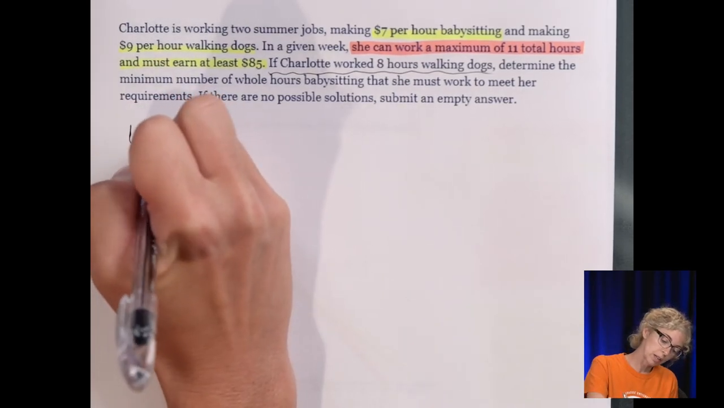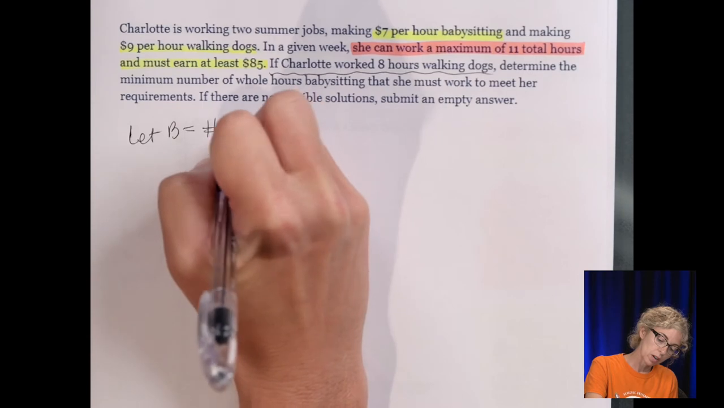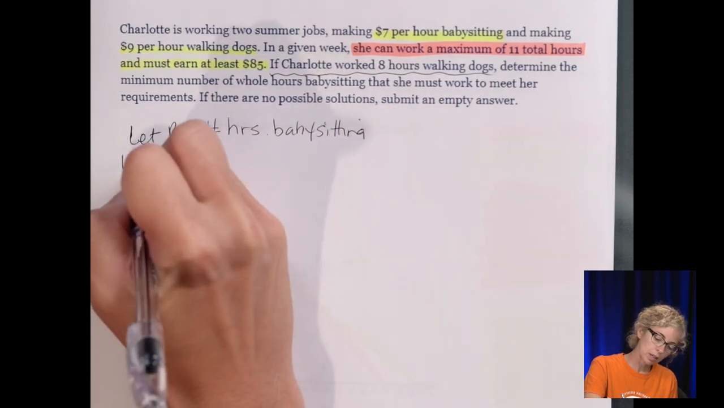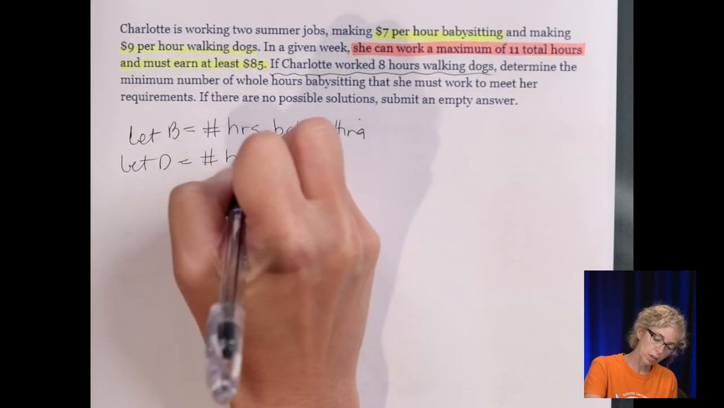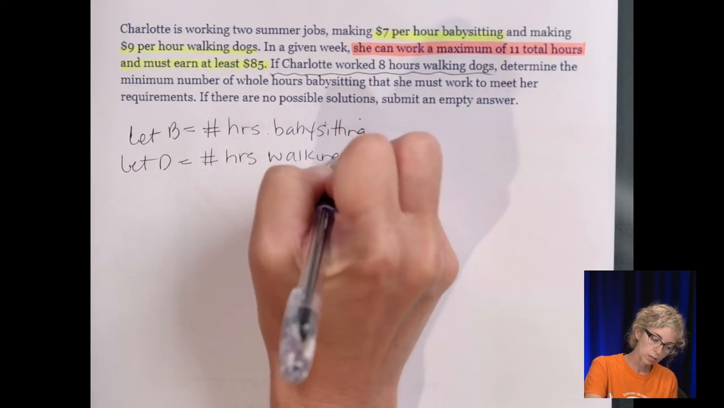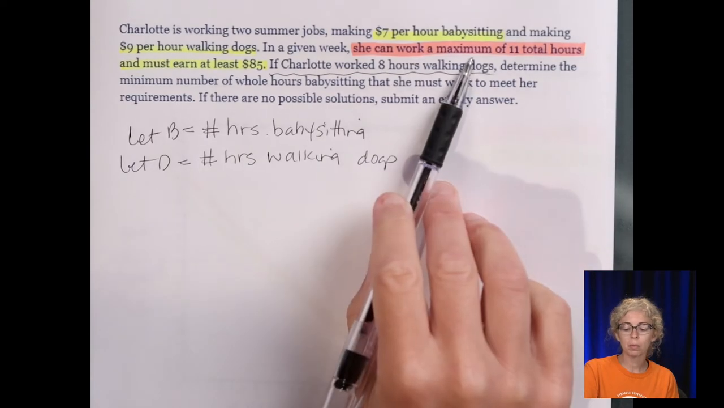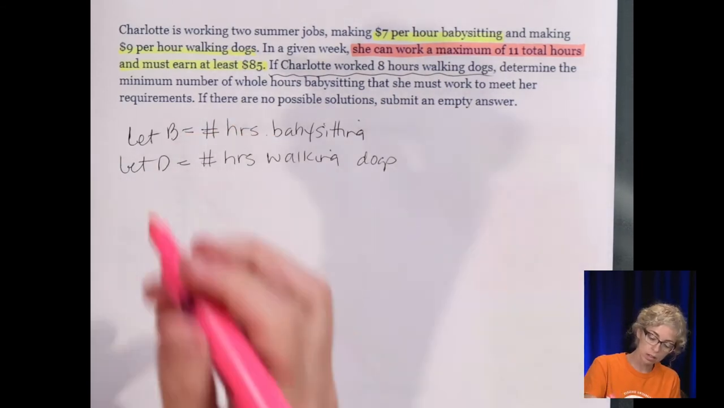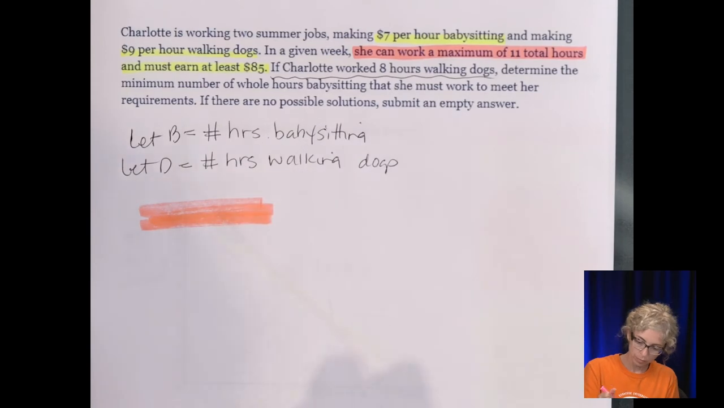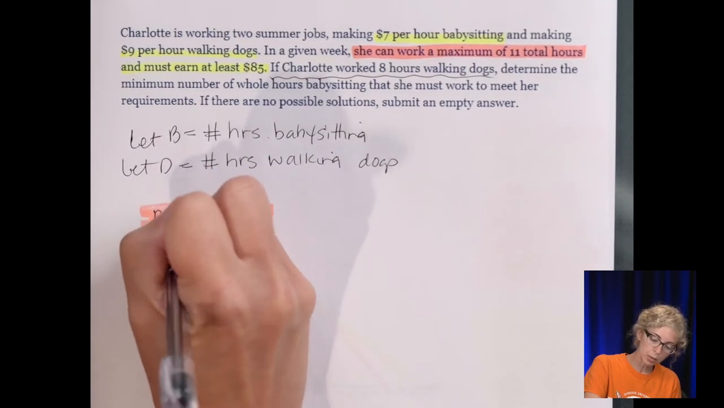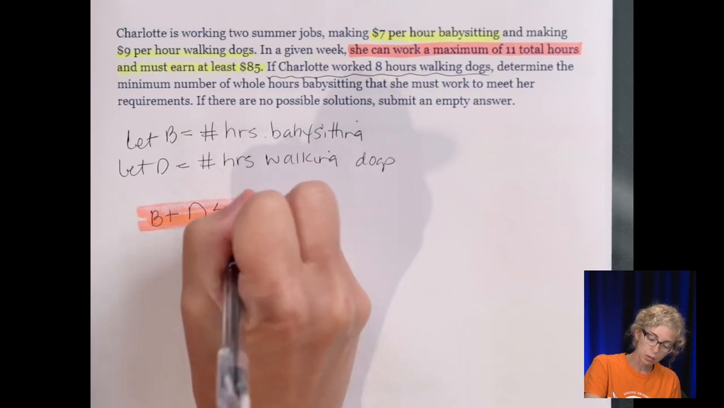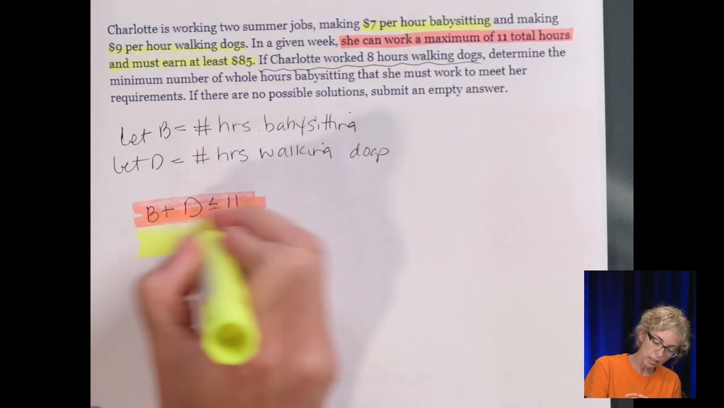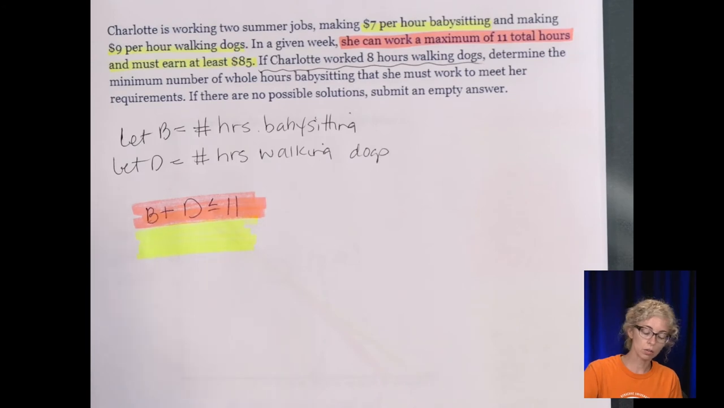So I'm going to let B equal the number of hours babysitting. And I'm going to let D equal the number of hours walking the dogs. So a maximum of 11 total hours. So she can work 11 hours or less. So I know that the number of hours babysitting plus the number of hours walking the dog is less than or equal to 11. Now that other piece, she needs to earn $85 at least. So that means she can earn $85 or more.